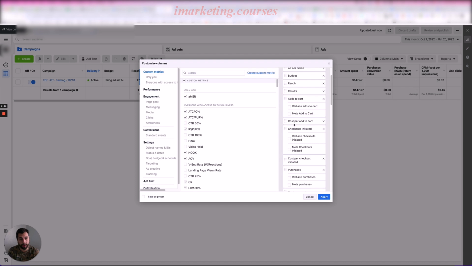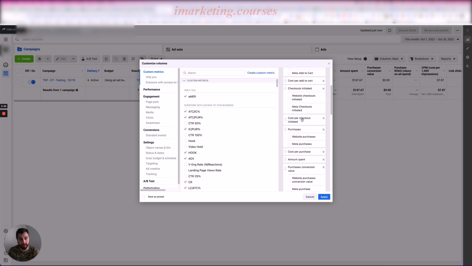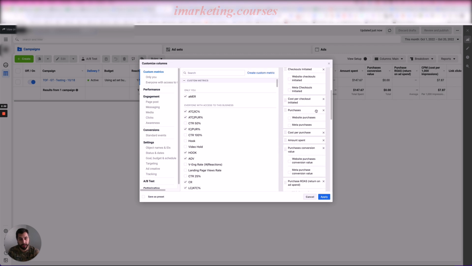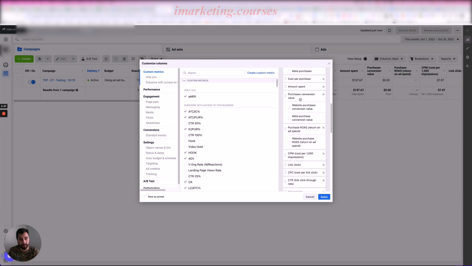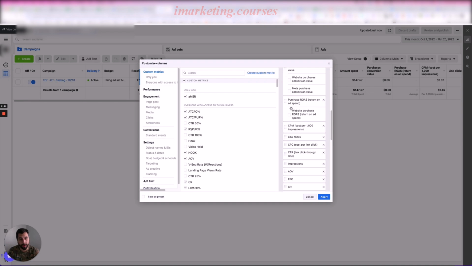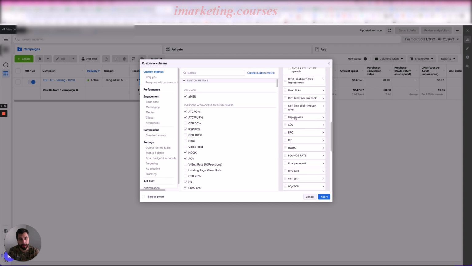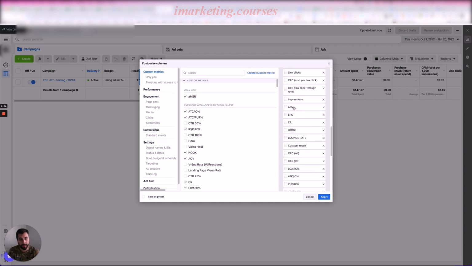I have add to cart, cost per add to cart, checkouts initiated, then cost per checkouts initiated, purchases, cost per purchase, amount spent, purchase conversion value, these are all unchecked, purchase ROAS, CPM, cost per thousand, link clicks, CPC, cost per link click, then the CTR, the link click-through rate, right? Then impressions. Then I have my AOV, which is a custom metric that'll be over here.